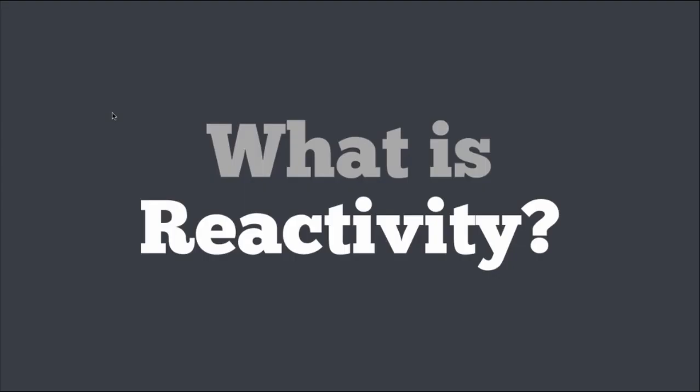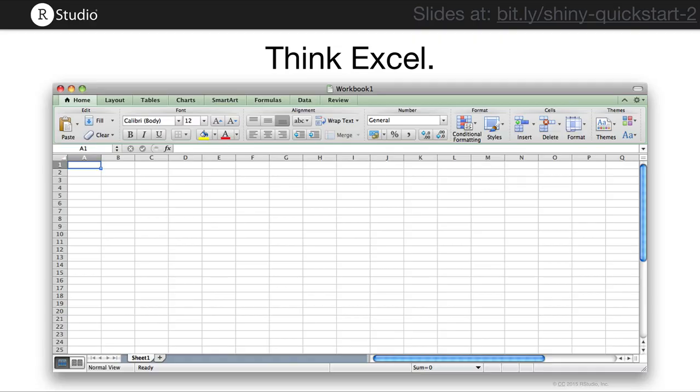So let's start with reactivity. I think the easiest way to get an intuition for reactivity with Shiny apps is to think about Microsoft Excel, because Excel is probably the most common place where we find reactivity in our day-to-day lives.